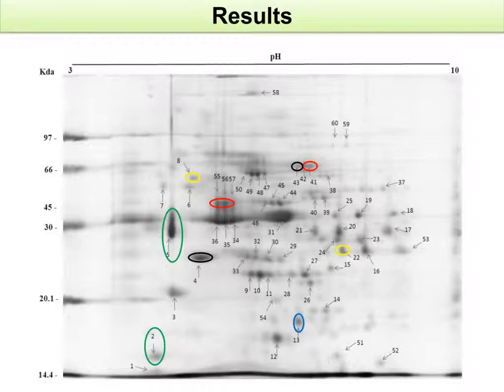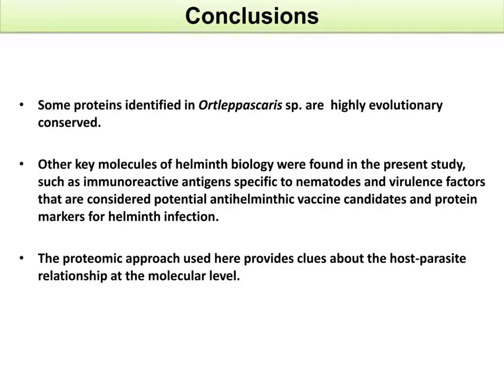Among the black ones are presented immunoreactive proteins and virulence factors. In yellow were pointed molecules of biosynthetic and secretory pathways. Among the blue ones are molecules involved in the sensory process.